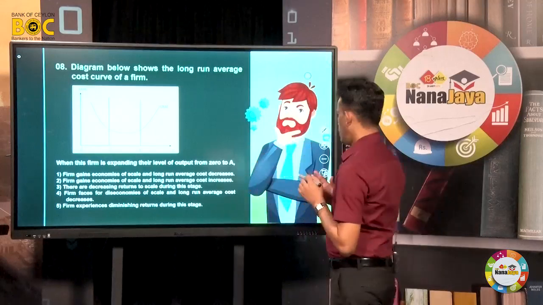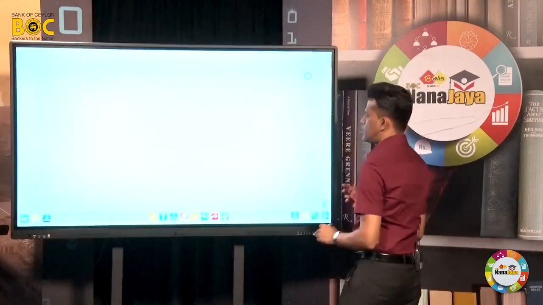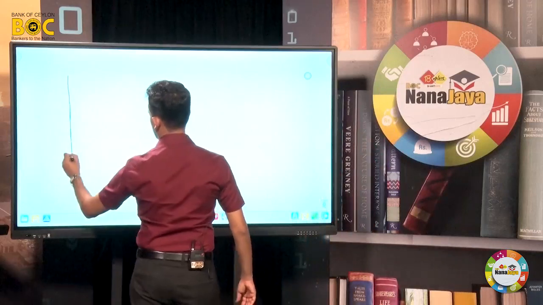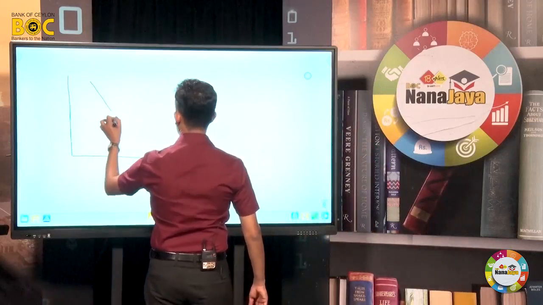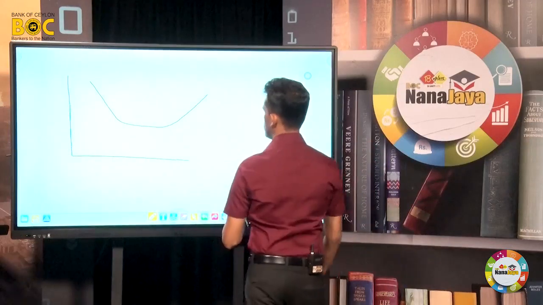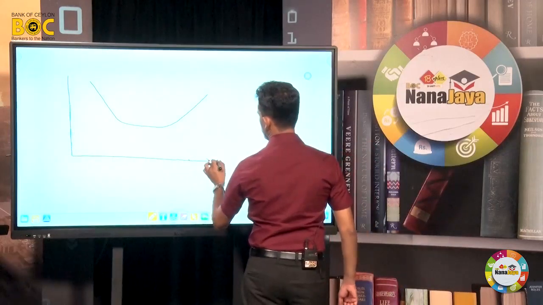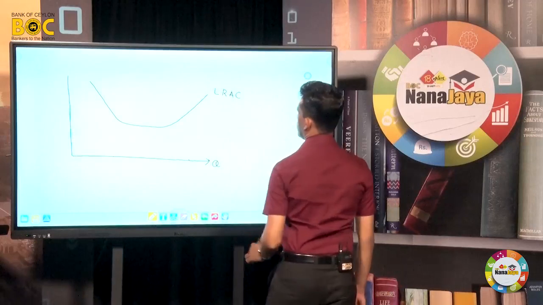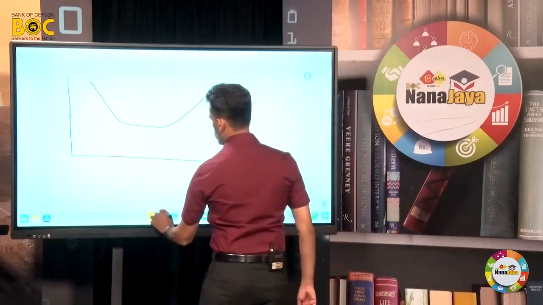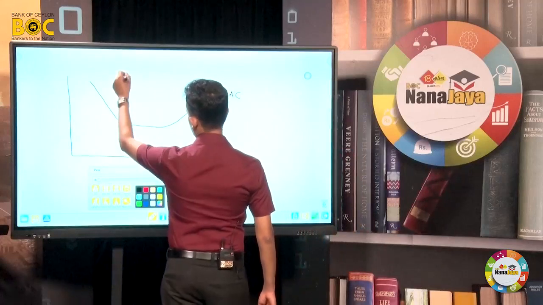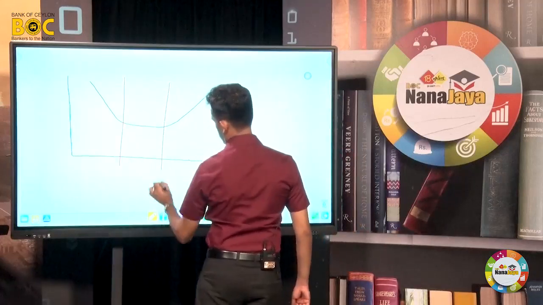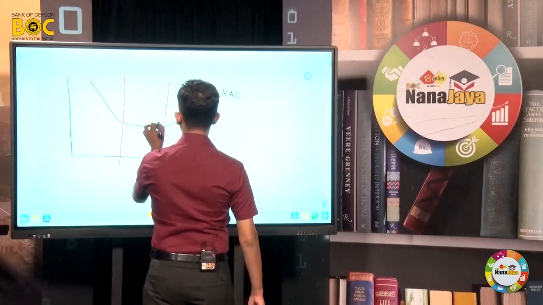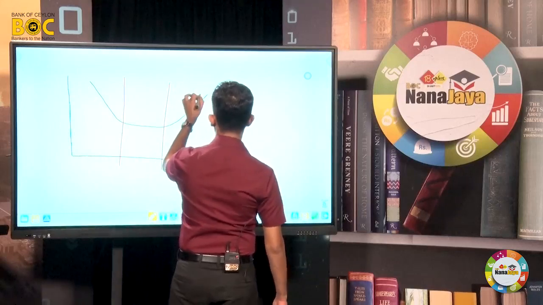So, based on the behavior of the law of returns to scale only, the shape of the long run average cost curve is decided. We identify this kind of flat U-shaped graph as the long run average cost. We can divide this long run average cost into three stages. Long run average cost decreases, the long run average cost remains constant, and then the long run average cost increases.